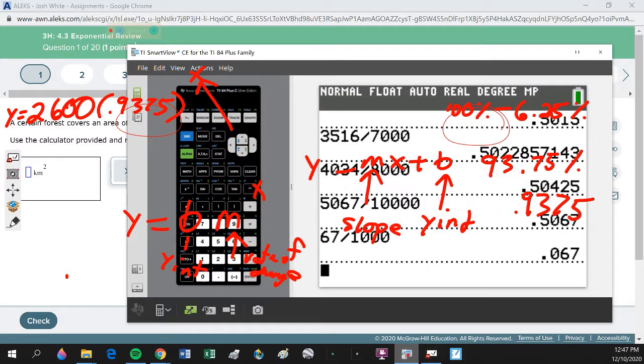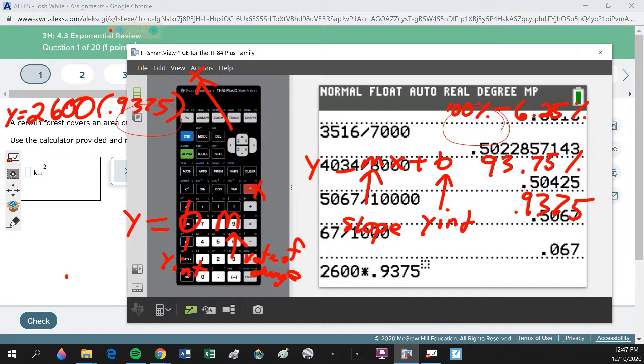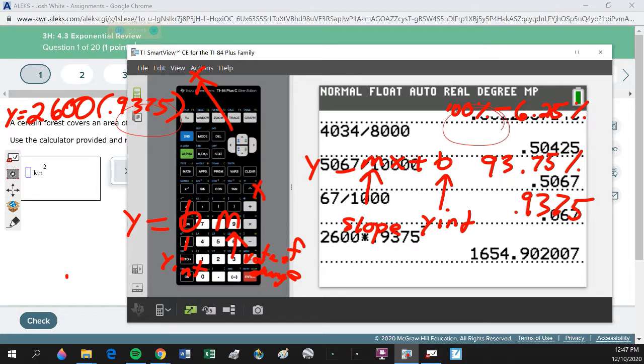Calculator. So 2,600 times 0.9375 raised to the 7th. After 7 years, we'll only have 1,654 kilometers squared.